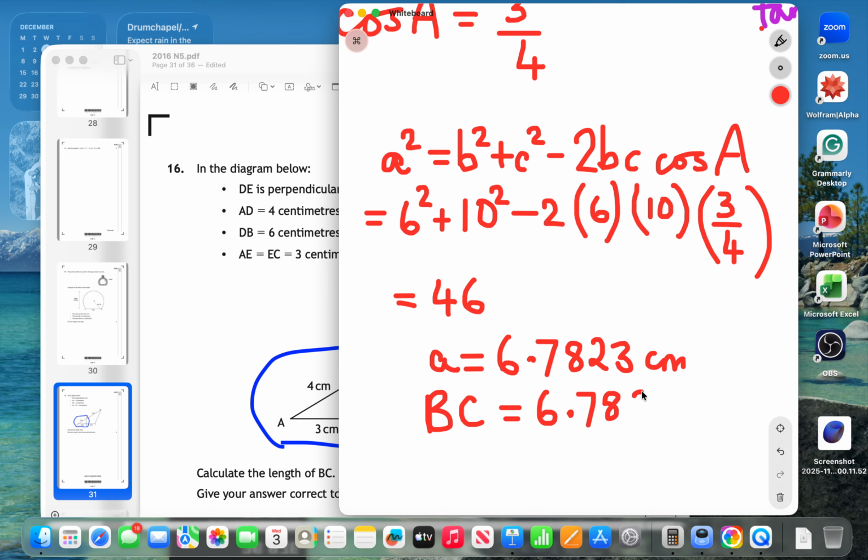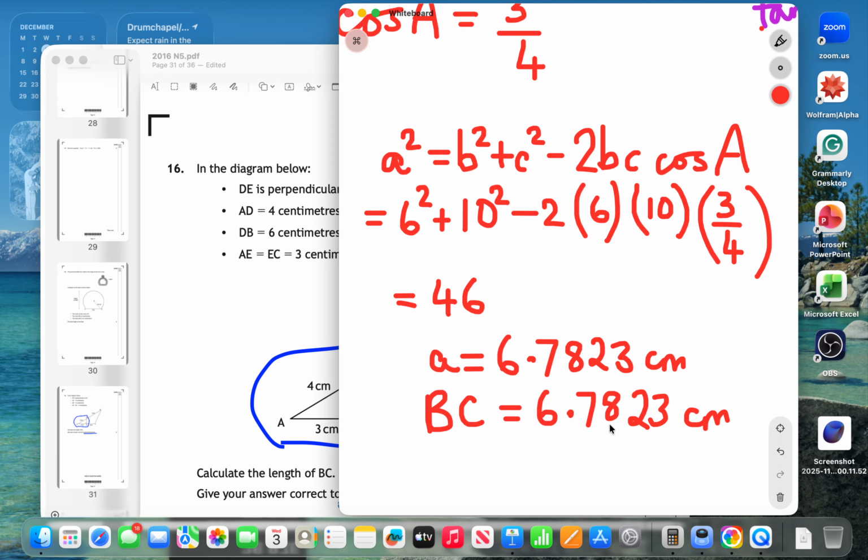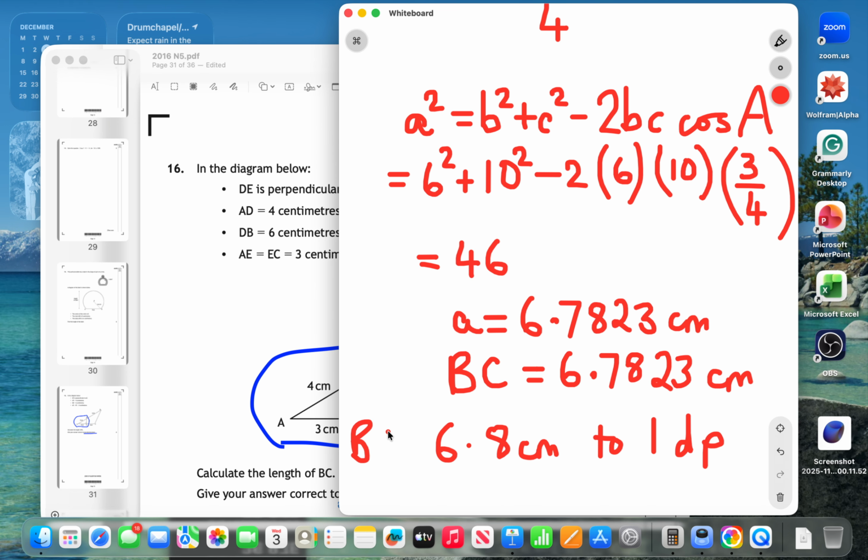And we're almost done, but if you have a look at the question, it asks you to round it to 1 decimal place. Now the 8 is greater than 4, so we round up, so that is 6.8 to 1 decimal place. So BC is 6.8 to 1 decimal place.